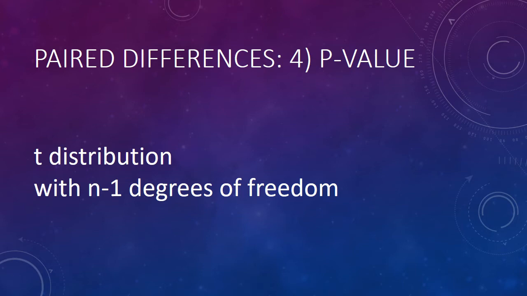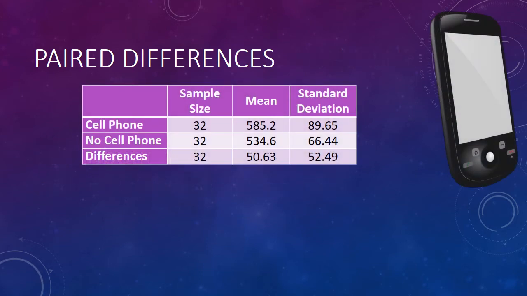So here are the data for our cell phone example. In this case, the mean reaction time when students were using a cell phone was 585.2 milliseconds, and the mean reaction time when students weren't using a cell phone was 534.6 milliseconds. In this sample, they were 50.6 milliseconds faster without a cell phone. But these results could be a little different in another study. We want to know whether this 50.6 millisecond difference gives us statistical evidence that the average reaction time without a cell phone is smaller than the average reaction time with a cell phone.